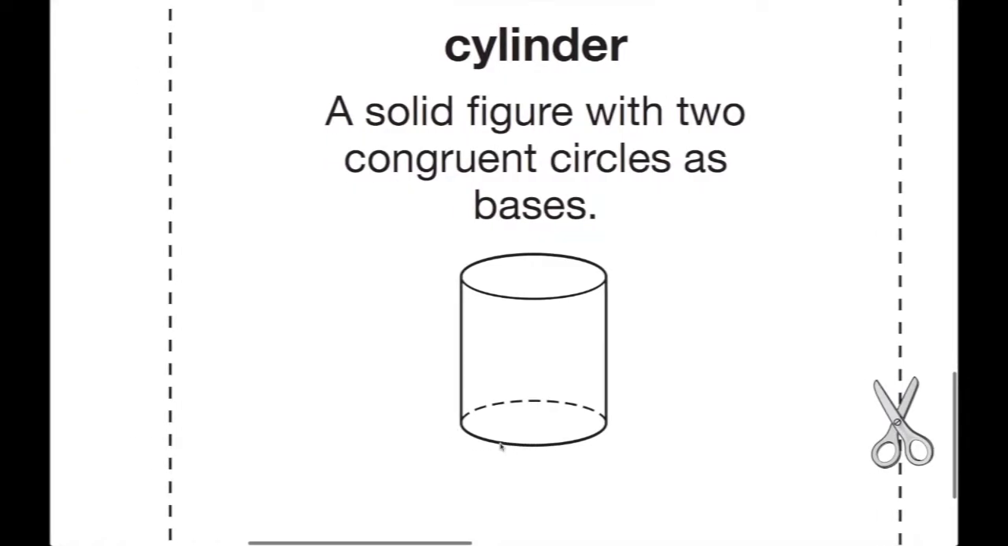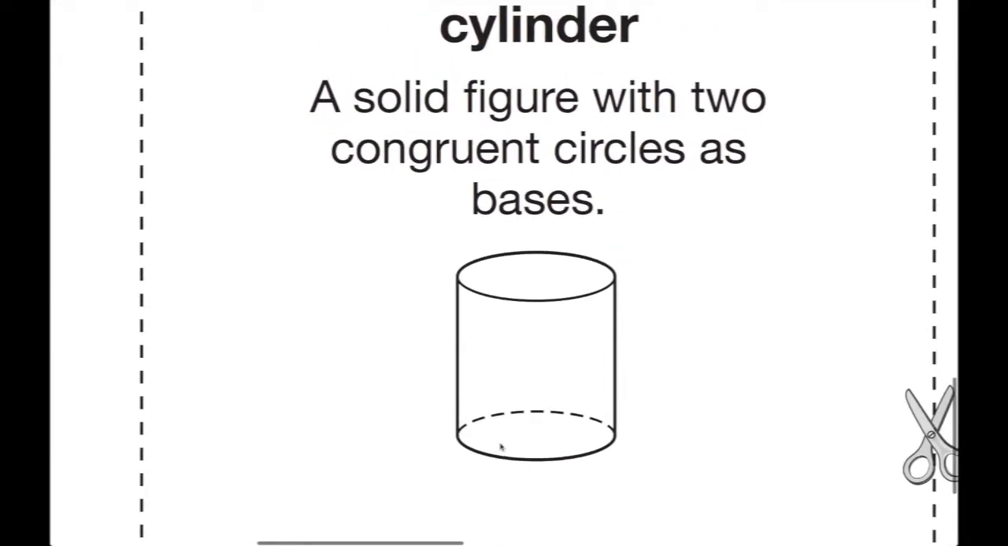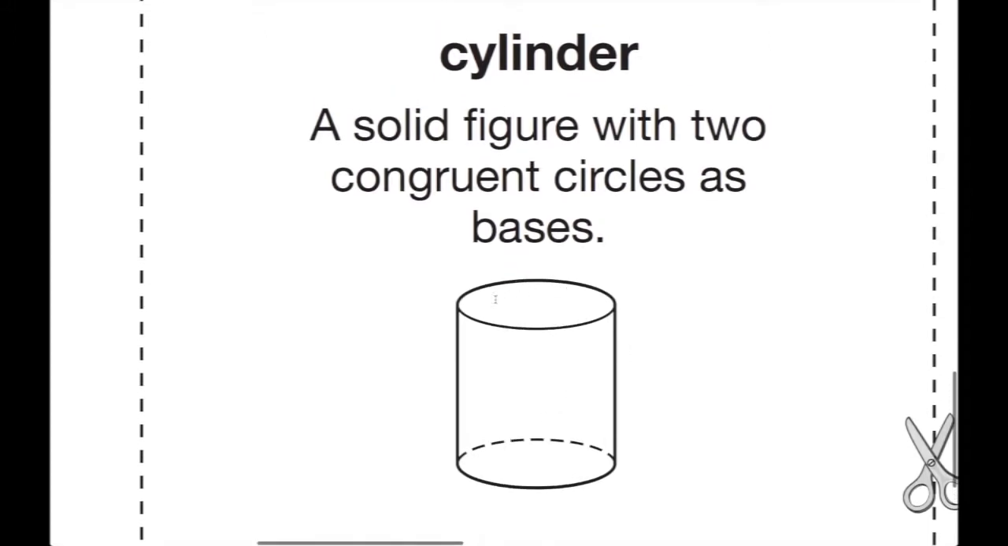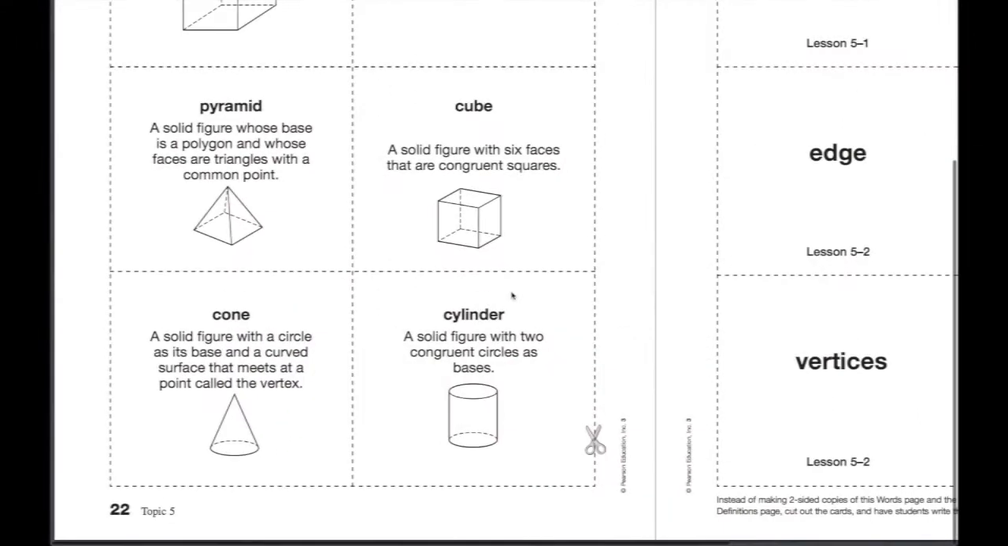Next up we have the cylinder. The cylinder is a solid figure with 2 congruent circles as bases. You remember what I told you congruent was? Congruent, same size, same shape. So 2 congruent circles as its bases. That is a cylinder. Cilindro. Let's go on to our next page.